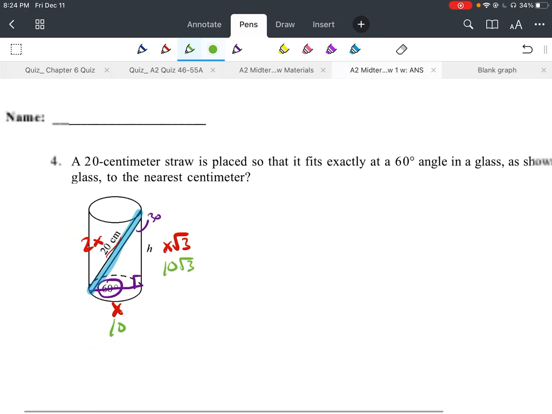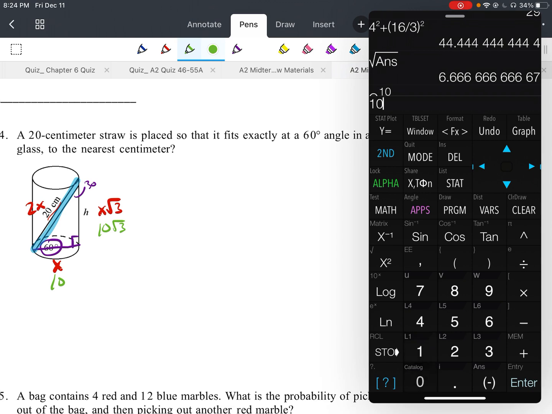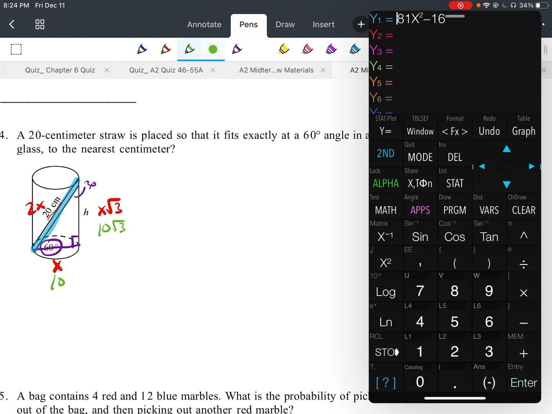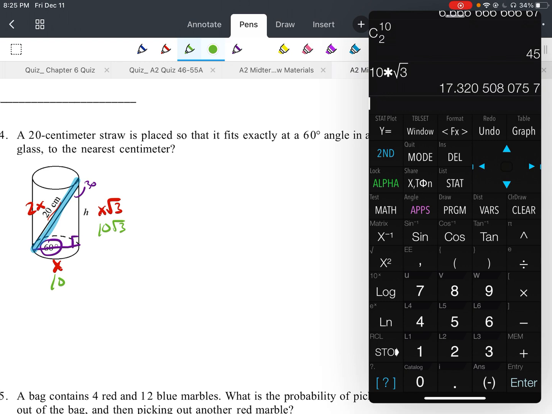What did they even ask, though? I should probably figure that out. How tall is the glass to the nearest centimeter? So just do 10 times rad 3. Oops. 10 times rad 3. I haven't used this calculator in a minute. 17.3, or 17 to the nearest centimeter. Okay.